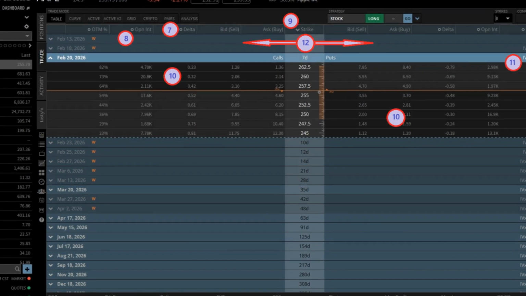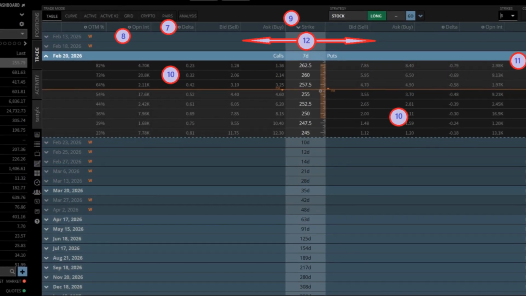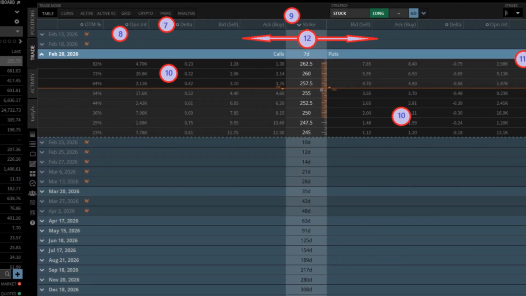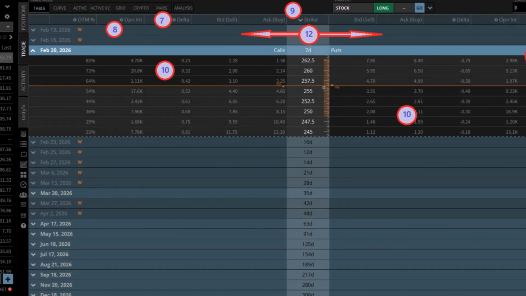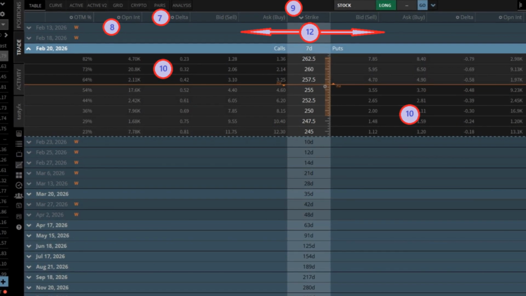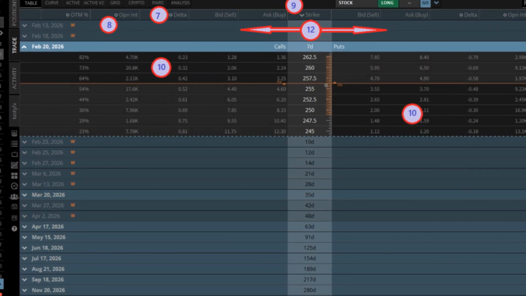12. Options layout: calls side versus put side. Left side, on calls, you make money when price goes up. Right side, on puts, you make money when price goes down. This helps you instantly match your trade idea with the correct side.